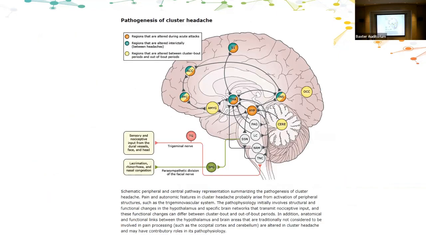I'm not going to go into this entire illustration, but cluster headache is the most studied trigeminal autonomic cephalalgia. And this shows you the different areas of the brain that are altered during an attack or between attacks and in and out of clusters. So again, the hypothalamus is involved. The trigeminal vascular system is involved, and it's just that interplay between the peripheral and the central system.